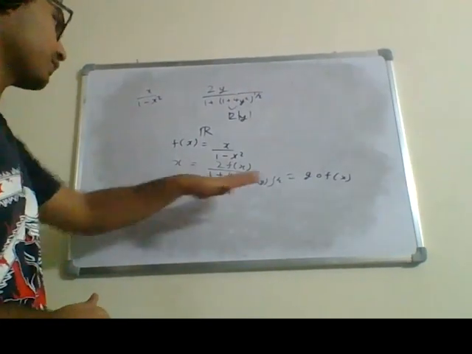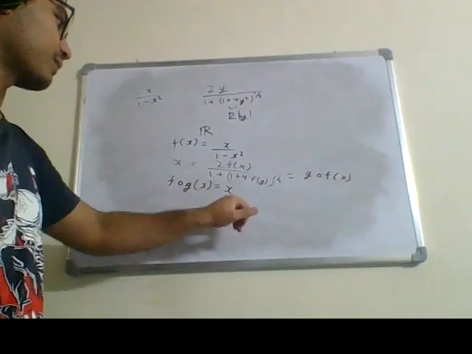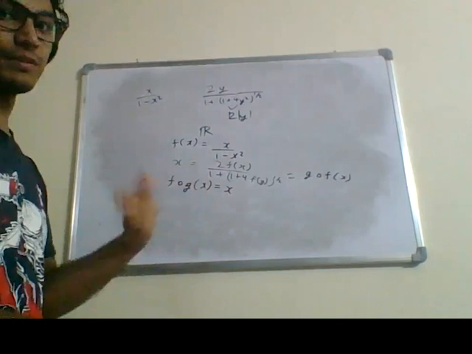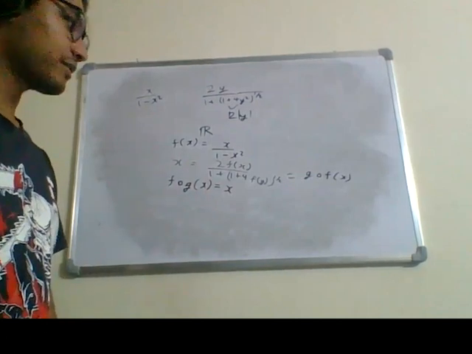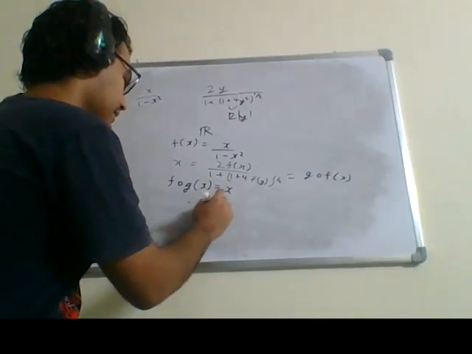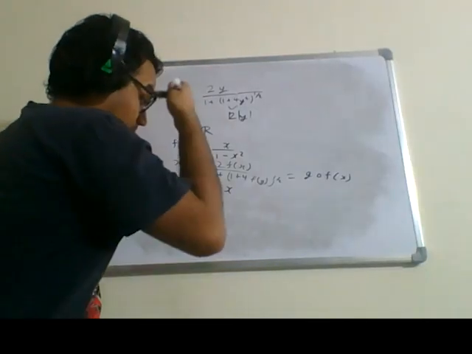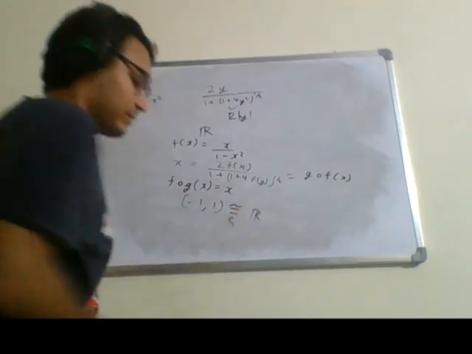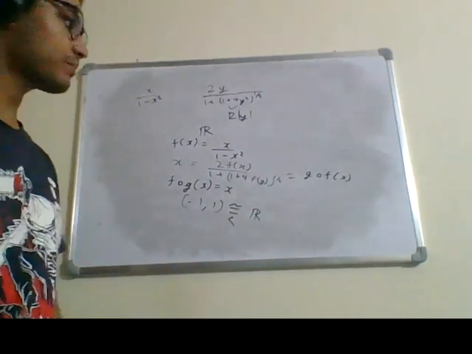So what does that mean? f of g and g of f of x are both equal to x. So we got a left and a right inverse. Therefore, we got a bijection, and that's heading backwards. And essentially, what that means is minus 1 comma 1 is isomorphic to R in the order sense, pretty much. Yeah.